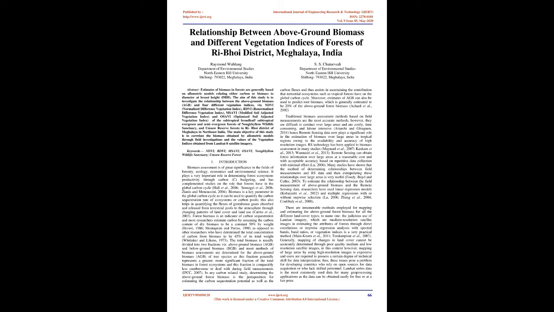The aim of this study is to investigate the relationship between the above-ground biomass, AGB, and 4 different vegetation indices, viz. NDVI, Normalized Difference Vegetation Index, RDVI, Renormalized Difference Vegetation Index, MSAVI, Modified Soil Adjusted Vegetation Index, and OSAVI, Optimized Soil Adjusted Vegetation Index, of the subtropical broadleaf/subtropical evergreen and semi-evergreen forests of Nongkhyllem Wildlife Sanctuary and Umsaw Reserve forests in Ri Bhoi district of Meghalaya in northeast India.